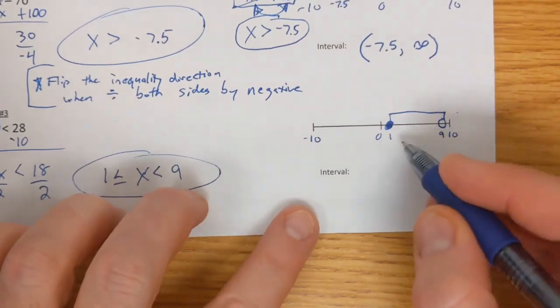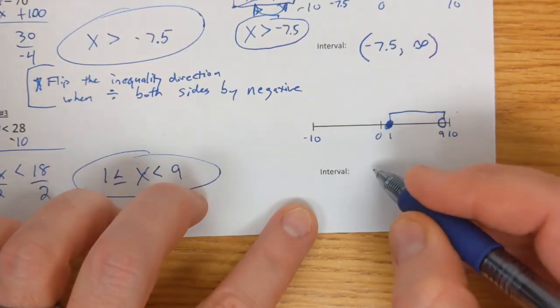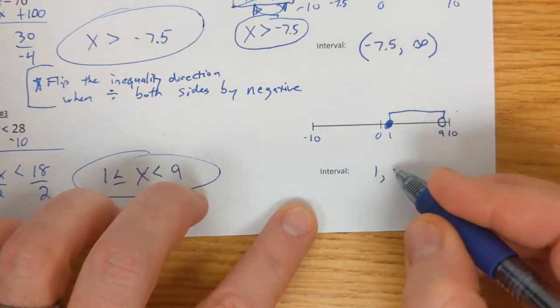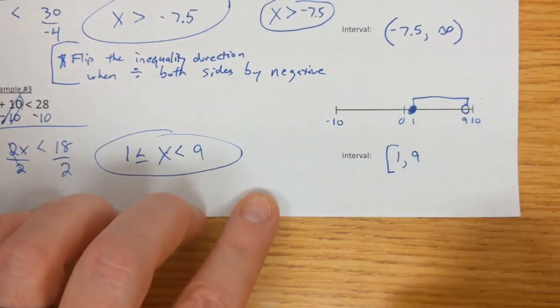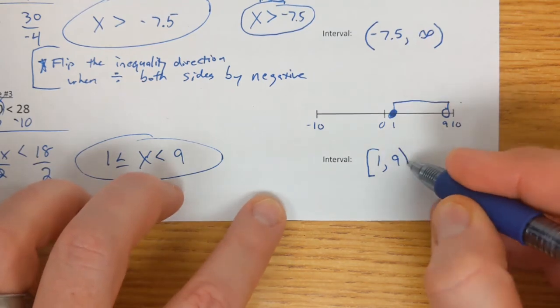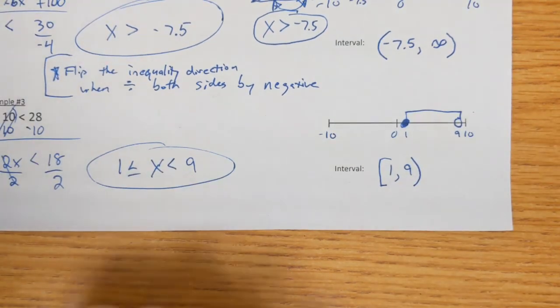Now in interval notation, I say my left endpoint is a 1 and my right endpoint is a 9, but since the 1 is closed, it gets square brackets. Since the 9 is open, it gets parentheses. Okay, so there we go.